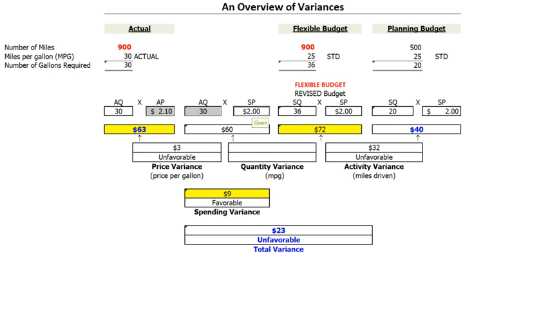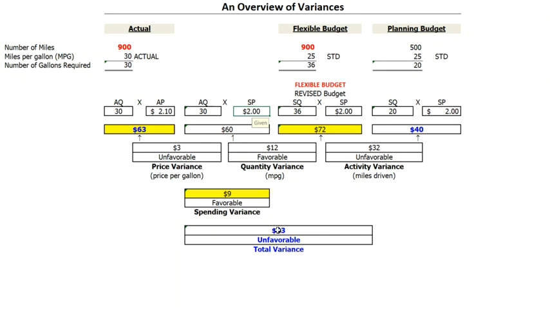Our quantity variance then is the difference between the 60 and the 72. We had a $12 quantity variance and it was favorable. Why is it favorable? Because we would have expected to purchase 36 gallons of gas if we had known we were going to drive 900 miles. We only purchased 30 gallons of gas. So we have a favorable quantity variance. And we can see we could have calculated that $12 as the difference in quantity, 6, which is the 36 minus the 30, times $2 per gallon.